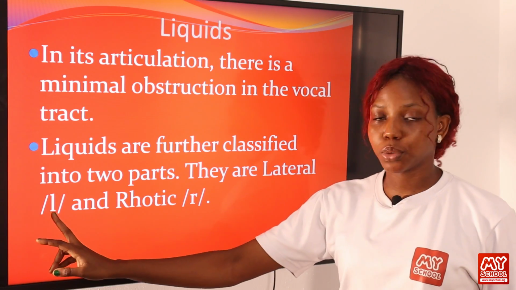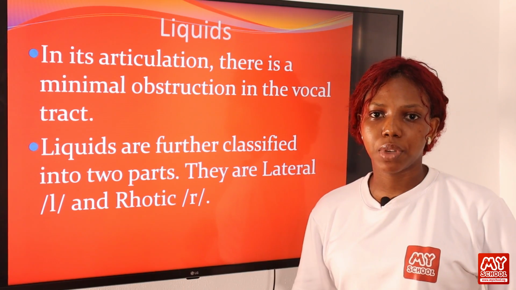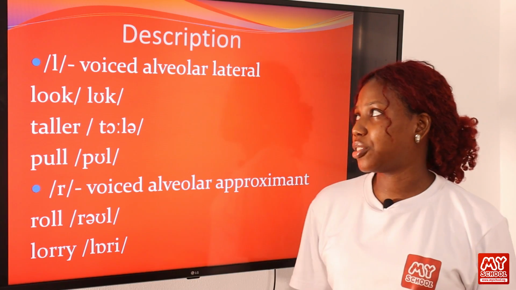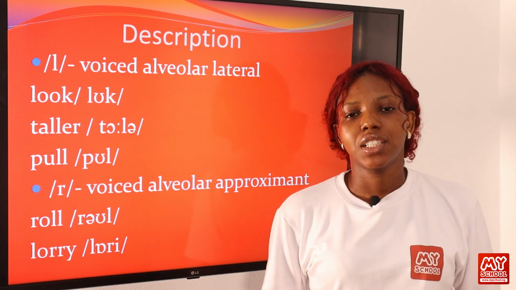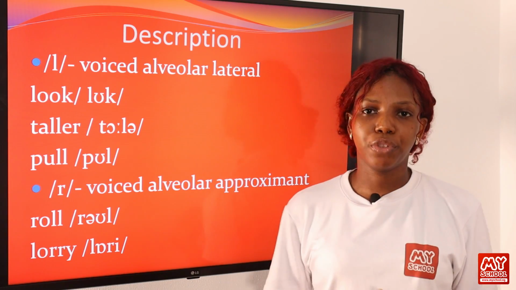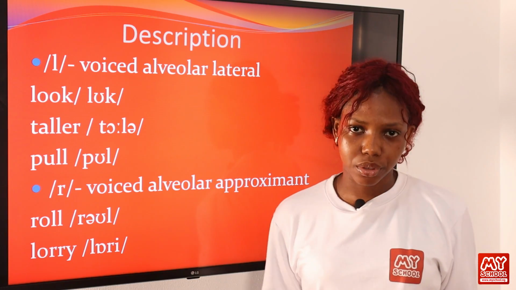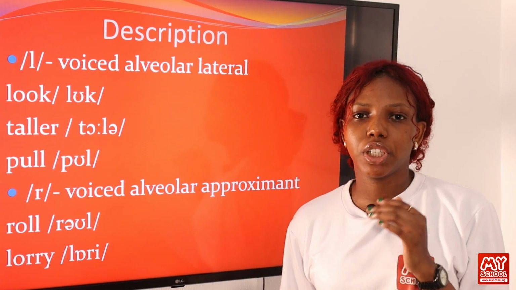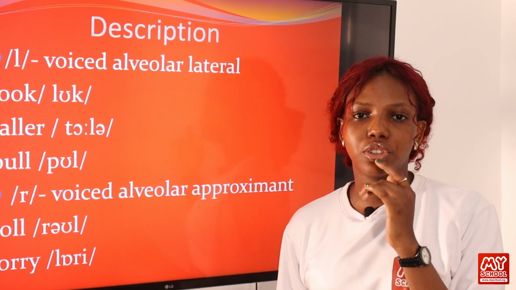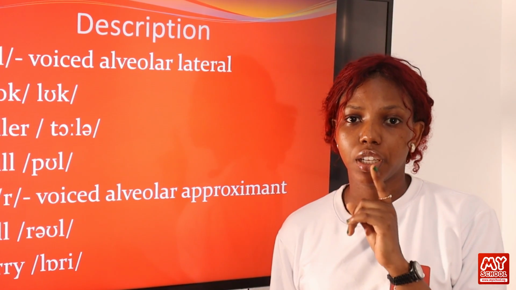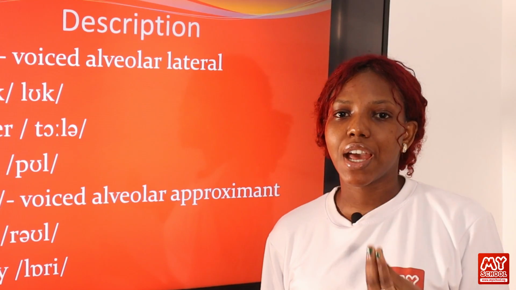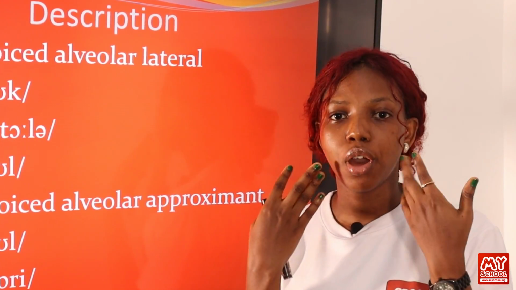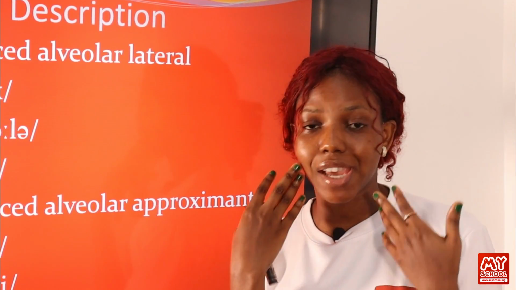So let's start with the first one, which is lateral. How do we describe lateral? This is a voiced alveolar lateral sound, and in its articulation, the tip of the tongue is raised to the alveolar ridge, okay? There's a light contact, and there is no friction, no pressure, and so air has to pass through the sides of your mouth, the right side and the left side.